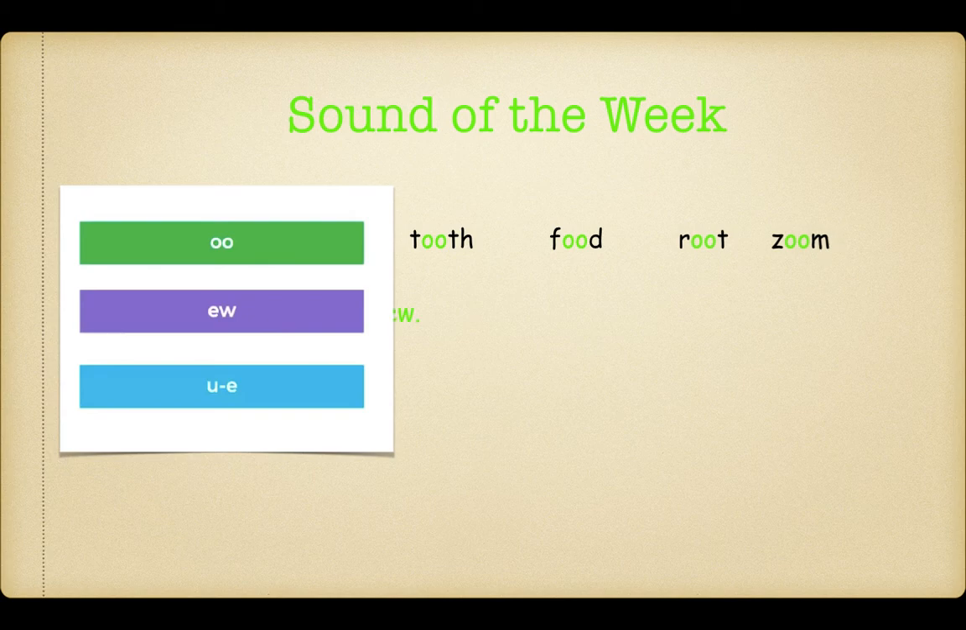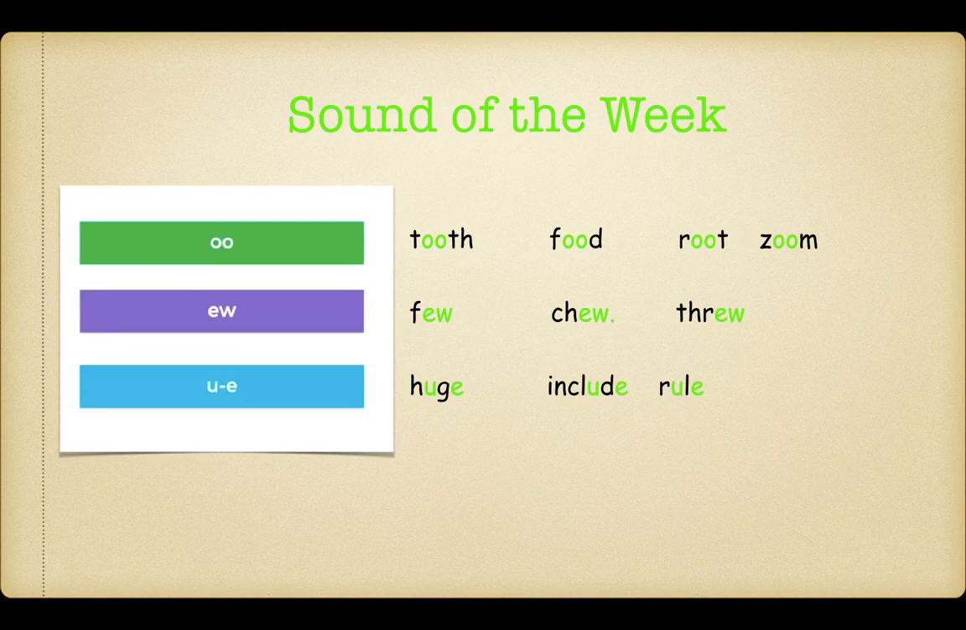So we have a new word today in the OO group. We have tooth, food, root and zoom. So the two new words in this group are root and zoom. And in the second group we have a new word today, it's through. So it's few, chew, through. And in the last group we have a new word today, it's rule.